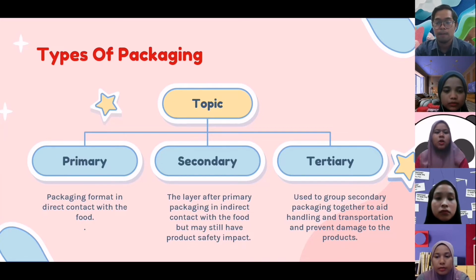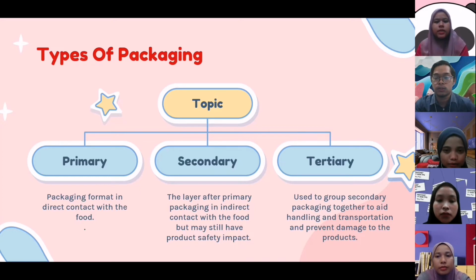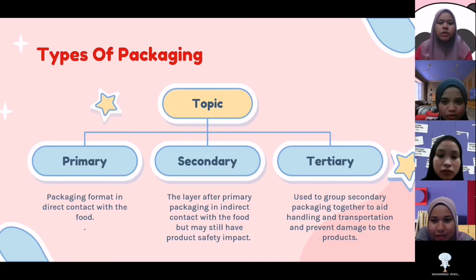Okay, there are three types of packaging, which are primary, secondary, and tertiary. For the first, primary. Primary is a packaging format in direct contact with the food. The main purpose of primary packaging is to contain, protect, or preserve the finished product, particularly against contamination. This is the first layer containing the finished product, such as a plastic pouch holding whole grain cereal or the cardboard box containing the pouch of cereal.